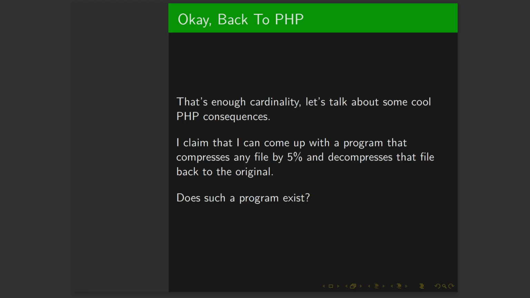So that's enough to talk about the cardinality. Let's talk about 2 cool consequences of the pigeonhole principle. I claim that I can come up with a program that'll take any file that you have and compress it by 5%. And then I have a decompression algorithm that'll decompress the compressed file back to its original size. So I claim that I can compress everything by 5% and take it back. Does such a program exist?